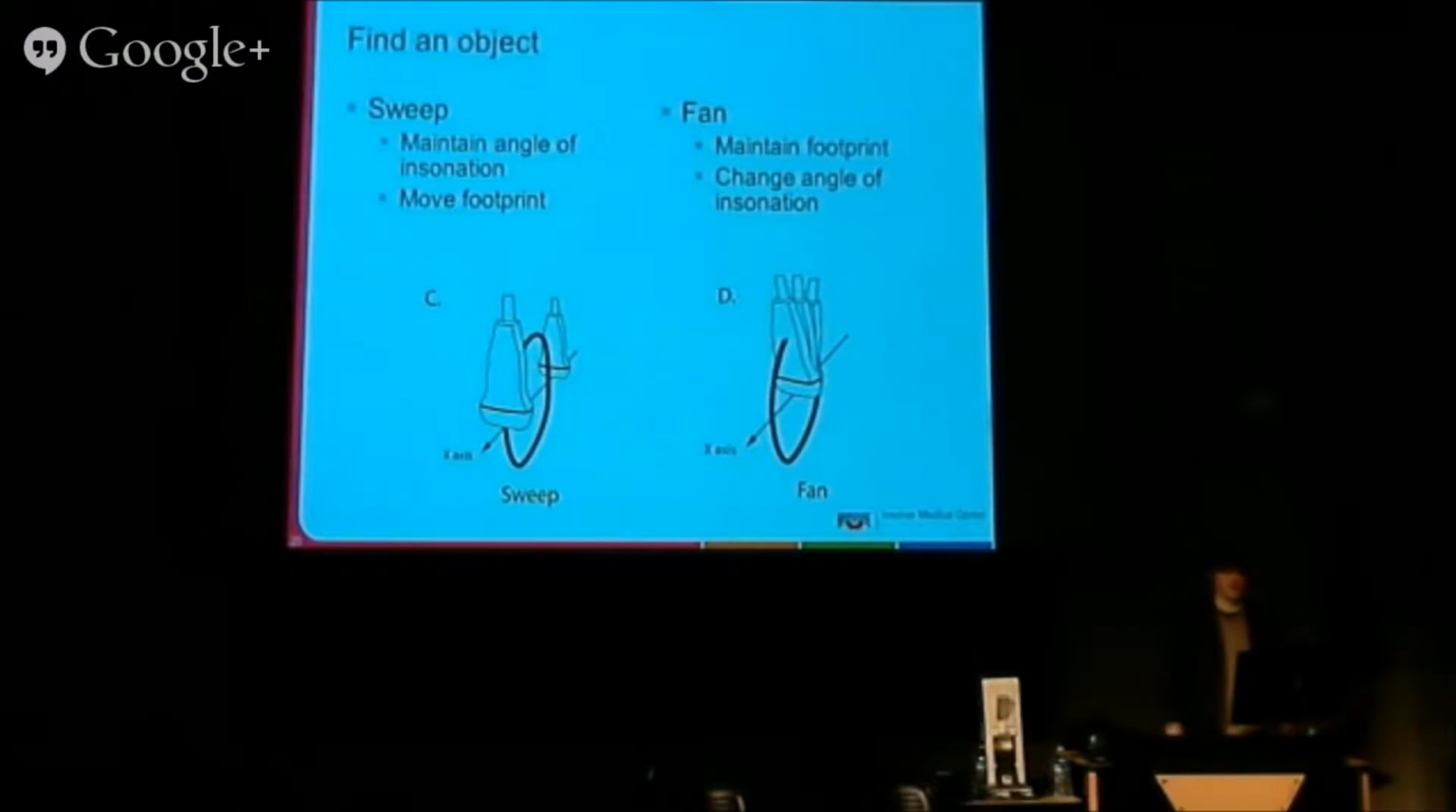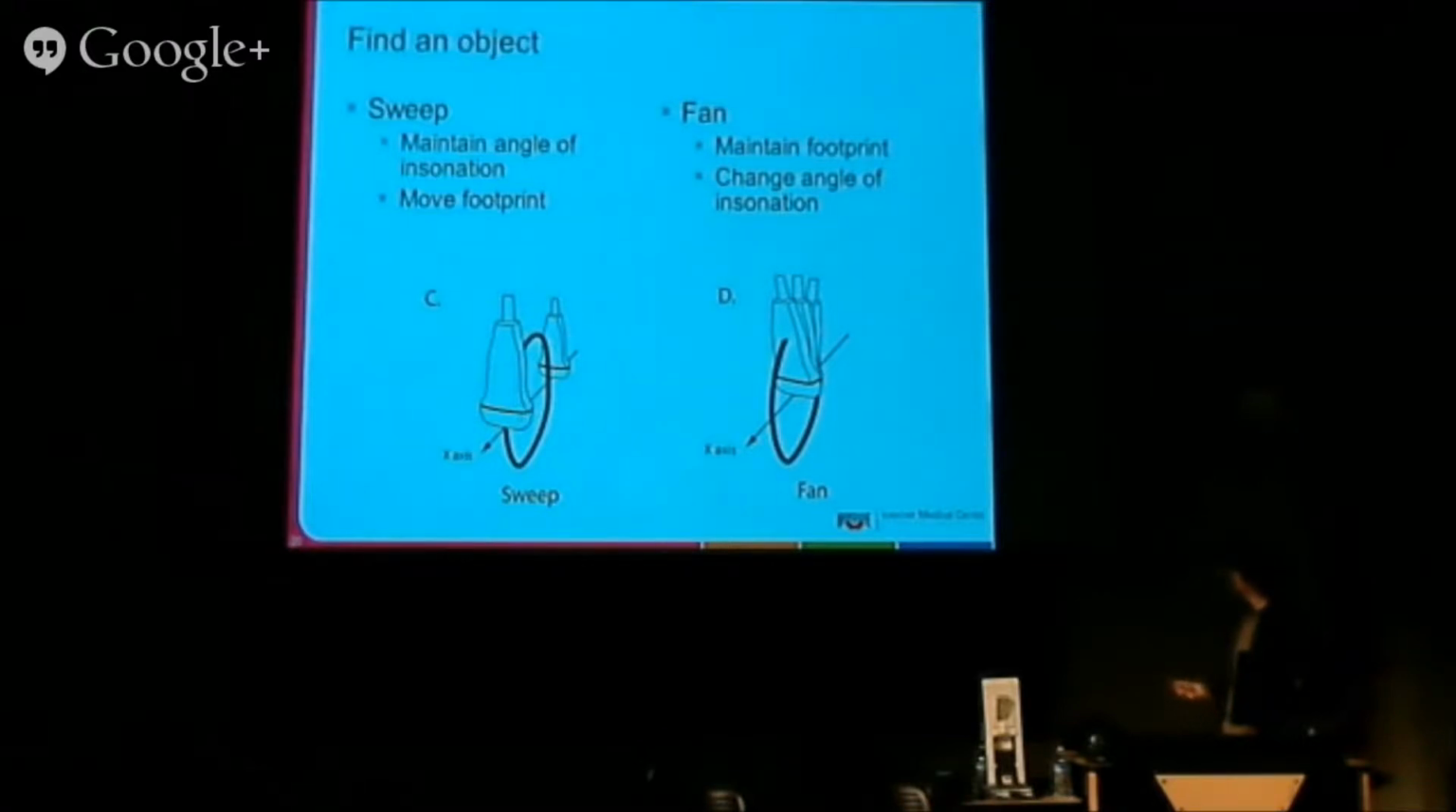So the first thing is finding an object. We can do this with a sweep or a fan. A sweep is a large motion where we're moving along the x-axis or the short axis of the probe. And we're maintaining a constant angle of inclination and moving the footprint of the probe. So these are great little diagrams to show that.